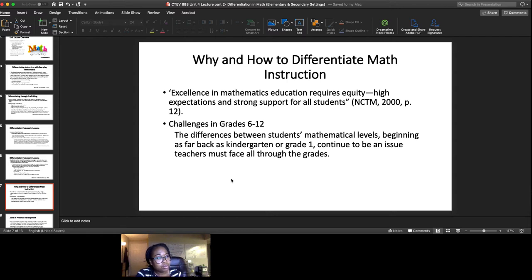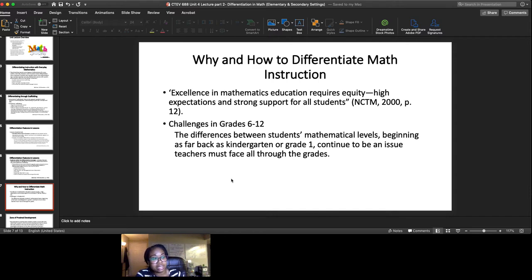Next, why and how to differentiate math instruction. So this is the second article. It says here that excellence in mathematics education requires equity, high expectations, and strong support for all students. That's a part of the equity, meaning that every single student that walks in a room will have the ability to access the things that are required in order for them to develop the necessary skills or learn the new skills that you are discussing within that lesson.